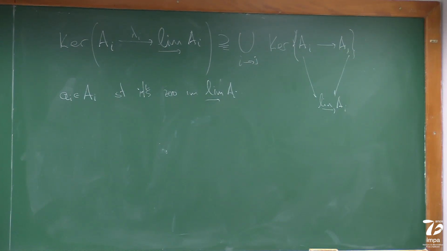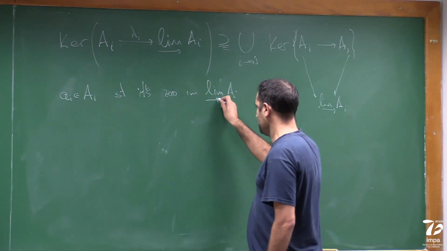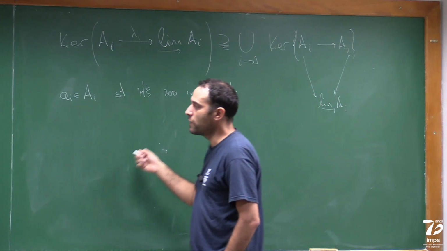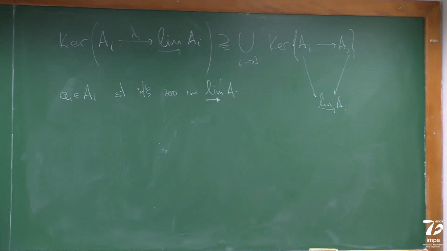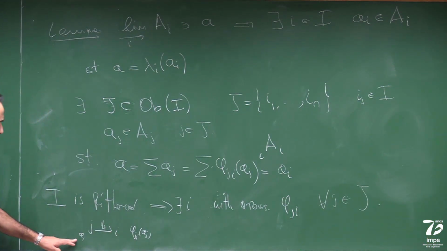Well, just take the image of that guy in this colimit. Okay, what does it mean to be 0 in this colimit? Well, being 0 in the colimit means that it is in the image of these things that I'm equating, that is phi_ji. So phi_ji of a_j is equal to a_j in the colimit.